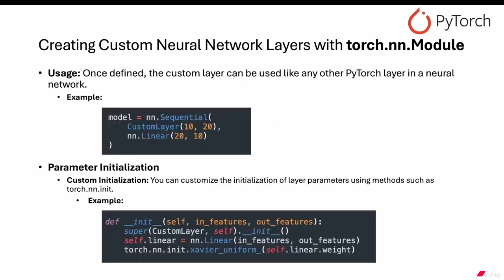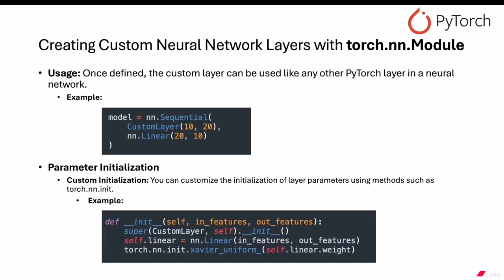Usage. Once defined, the custom layer can be used like any other PyTorch layer in a neural network. Here is an example. Model equal to nn.Sequential and pass CustomLayer(10, 20) and nn.Linear(20, 10).